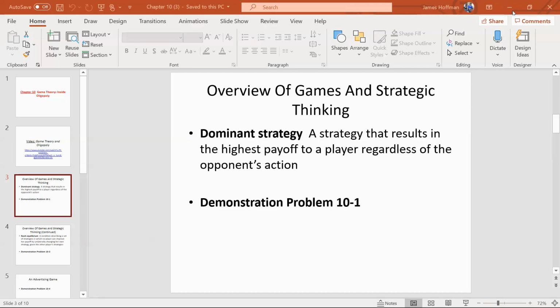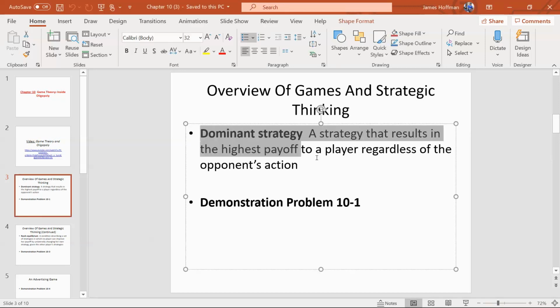Okay, so let's just define first a dominant strategy. A dominant strategy is just a strategy that results in the highest payoff to a player or oligopoly, regardless of the opponent's action. So that would mean they would choose that strategy every time. It's the dominant strategy, regardless of what the opposing firm or oligopoly does. So let's just get right into it.